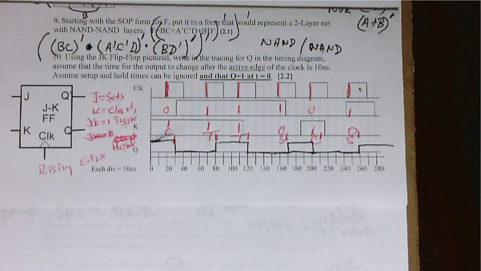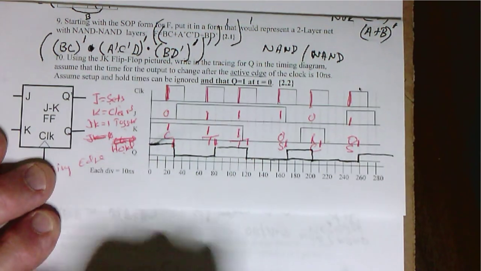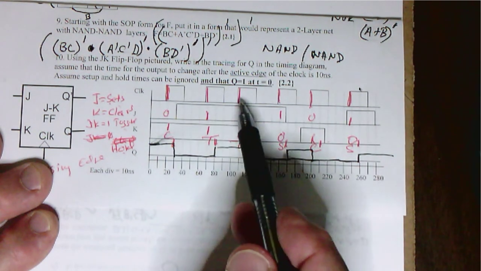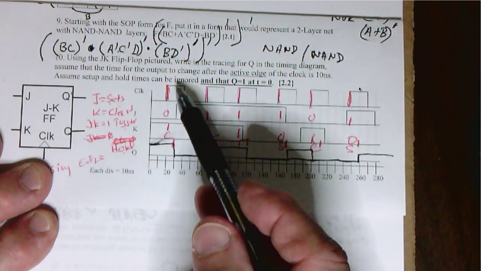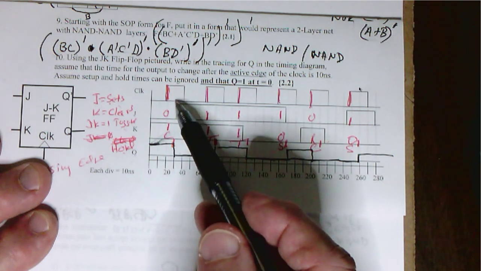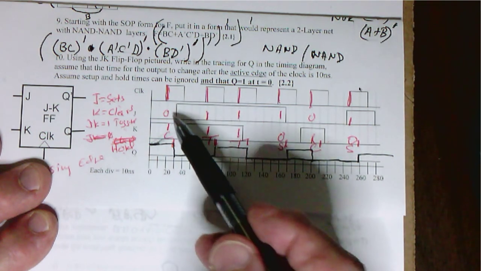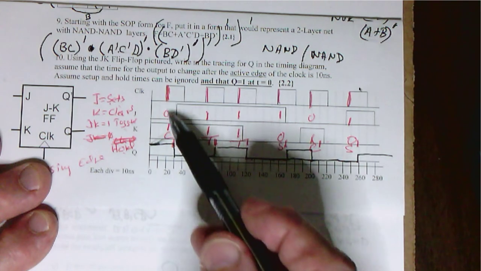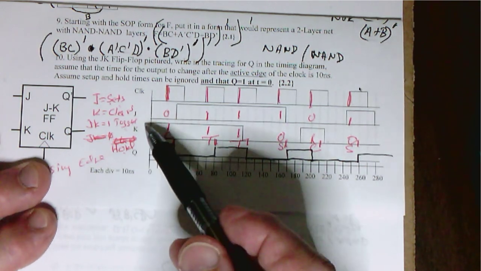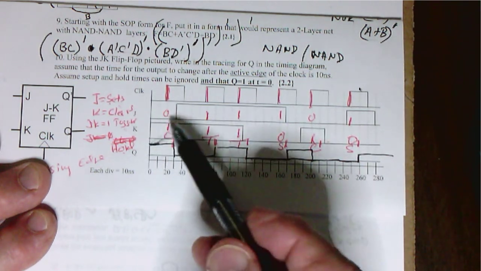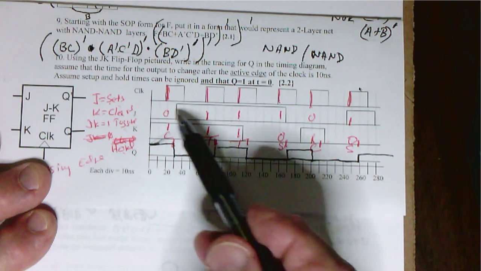Now, I will work another one of these problems where we have an asynchronous input, either a set or a clear, and I'll show you how to deal with that. But remember, the first thing you want to do is mark your active clock edge. Then remember the actual transitions are 10 nanoseconds delayed, but mark how it reads the inputs at that clock edge. If you just have a D, you only have to worry about the one input. But if you have JK, then you have to worry about J and K.